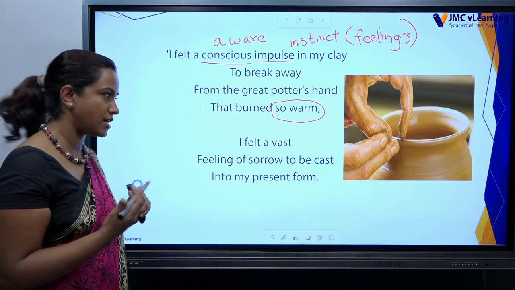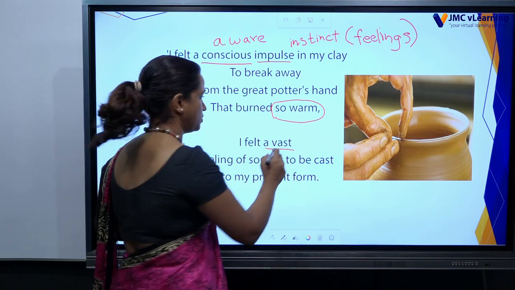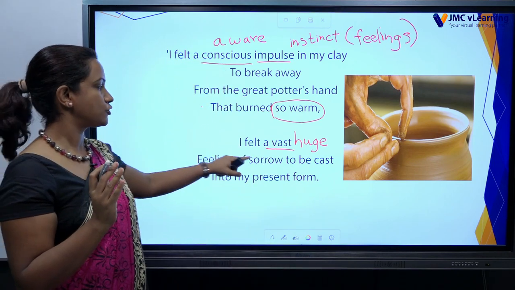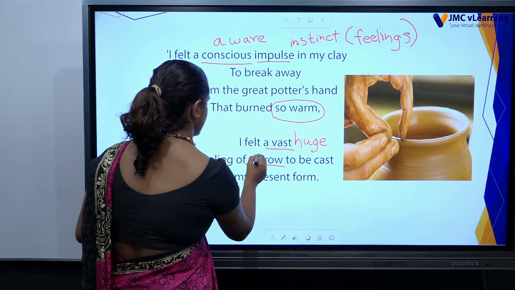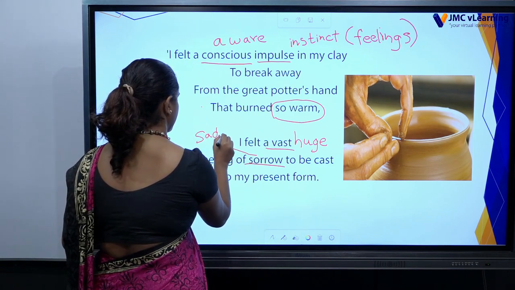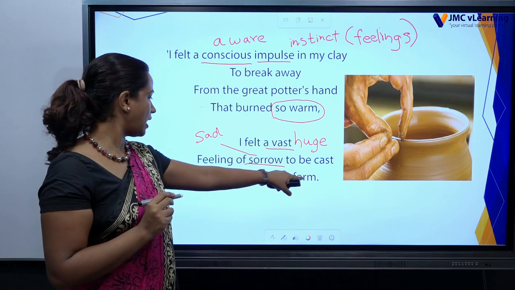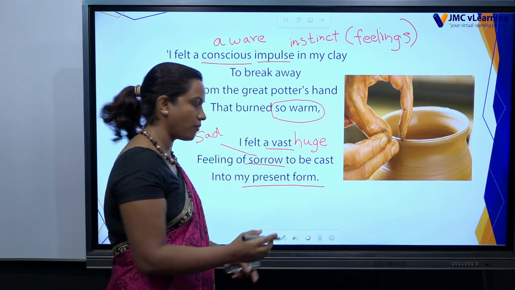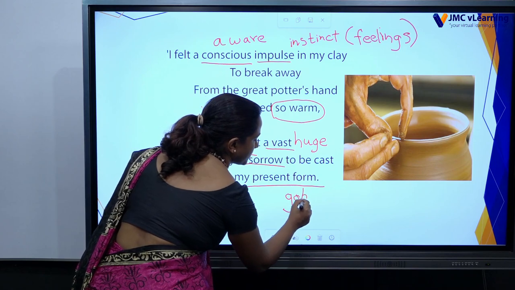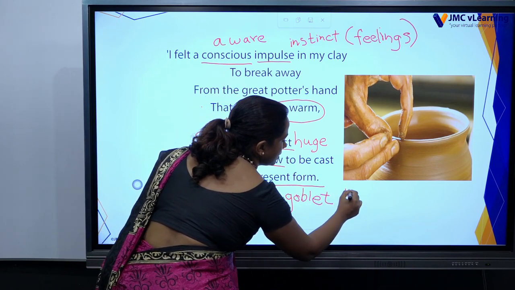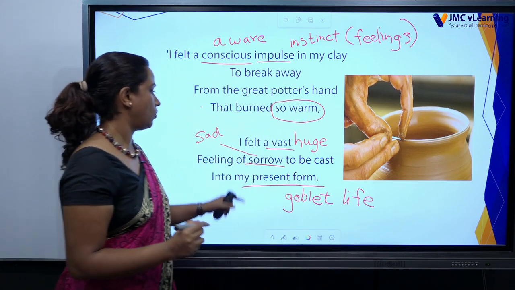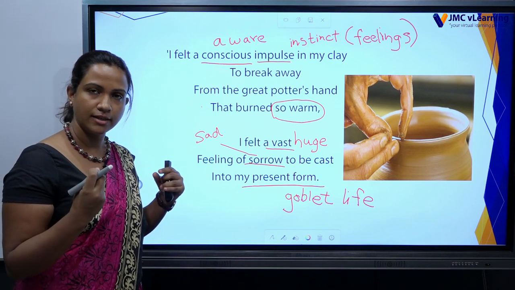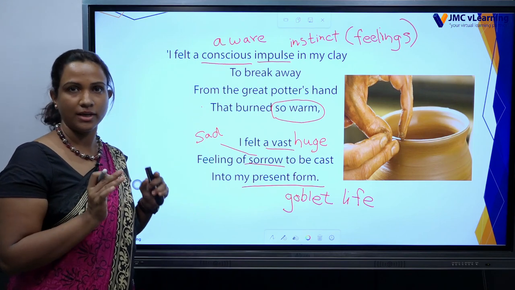I felt a vast. What do you mean by vast? Huge. A huge amount of sorrow. Sorrow means sad, your sadness, to be cast into my present form. What is his present form here? The present form is the goblet life. So, he says, I felt that huge feeling of sorrow, the sadness, to be transformed into the goblet life.